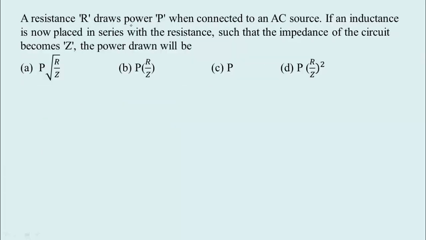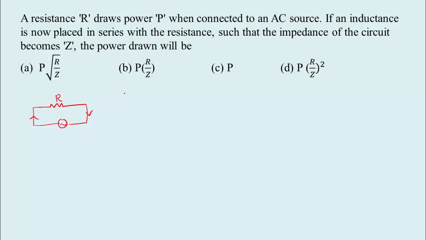A resistor R draws power P when connected to an AC source. If an inductance is now placed in series with the resistance such that the impedance of the circuit becomes Z, the power drawn will be. See here, a resistor R draws power P when it is connected to an AC source. If the inductance is now placed in series, there are two cases. In the first case, it is connected to resistor R. Let us take this is resistance R, which is connected to an AC source and it draws the power P.